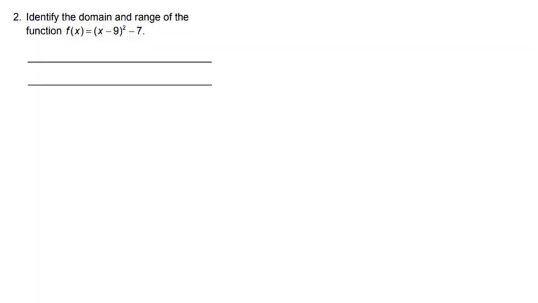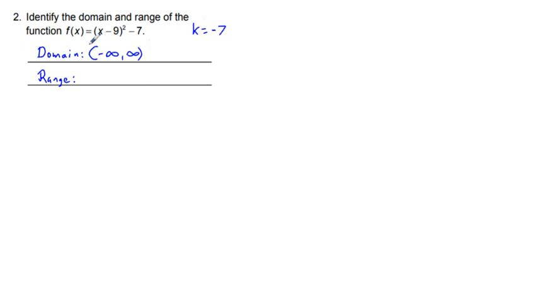Okay, next problem. Identify the domain and range of the function f(x) equals quantity x minus 9 squared minus 7. So what we have here is a domain, and we can use all kinds of different notations: all real numbers, greater than negative infinity to less than infinity. And our range is really limited by our k value here. So k is equal to negative 7.